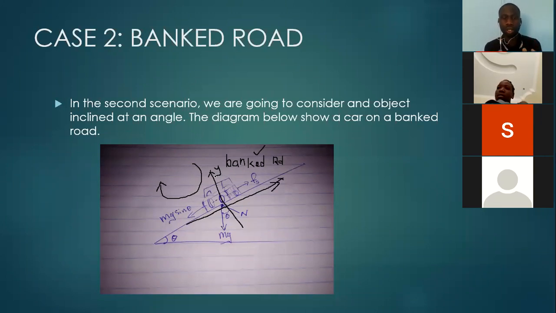So if we have a situation where we have a banked road like this, and we have been given an angle with respect to the horizontal, we expect that the weight of the car, which is mg, is always pointing downward. I'm sure we know that the weight of the car is always pointing downward. But again, we also have the component of the weight along this banked surface. We expect that this surface will have a component of weight along it.